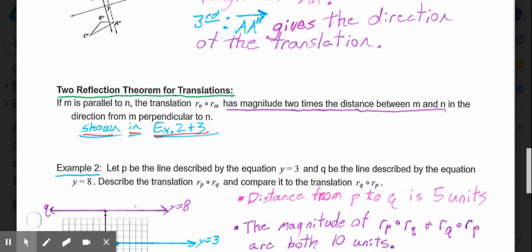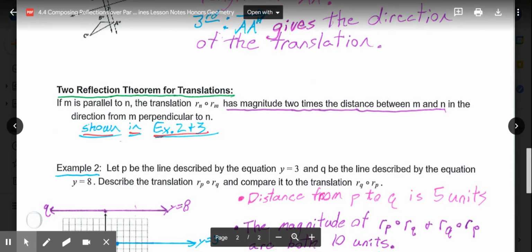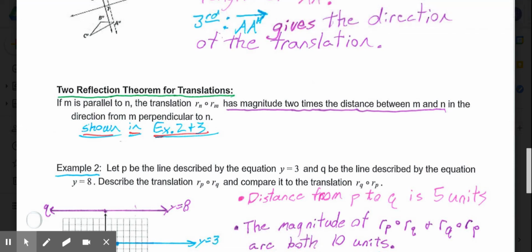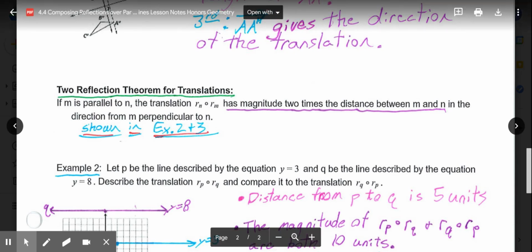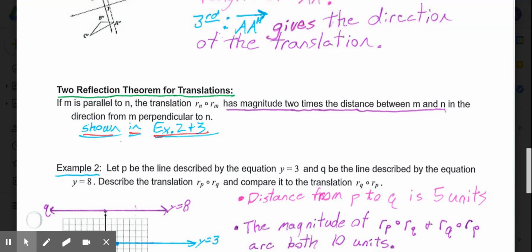Then we have our two-reflection theorem for translations. What the two-reflection theorem for translations states is if M is parallel to N, the translation, reflection over N following reflection over M, so first reflecting over M, then N, has a magnitude that is 2 times the distance between M and N in the direction from M perpendicular to N. That sounds confusing, but we're going to look at it in example 2 and 3 to make sense of it.